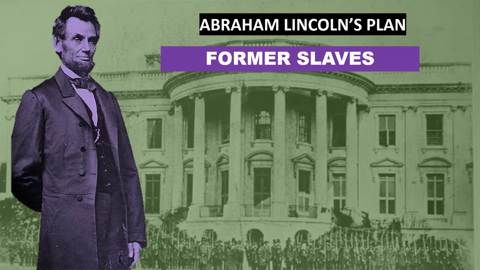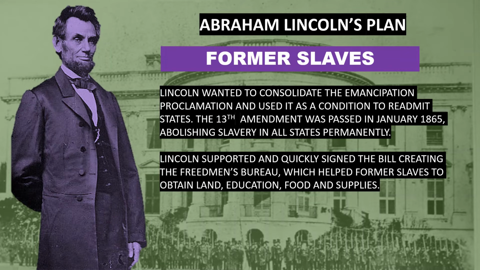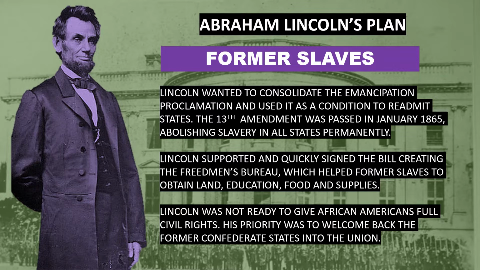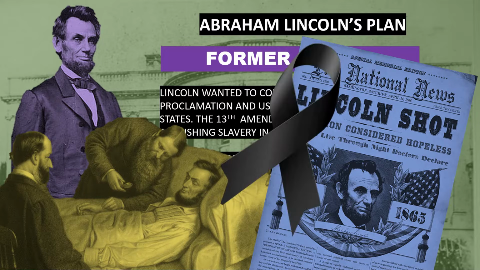Lincoln's plan for former slaves was not far-reaching enough. Lincoln wanted to consolidate the Emancipation Proclamation and used it as a condition to readmit states. The 13th Amendment was passed in January 1865, abolishing slavery in all states permanently. Lincoln supported and quickly signed the bill creating the Freedmen's Bureau, which helped former slaves to obtain land, education, food, and supplies. Lincoln was not ready to give African Americans full civil rights. His priority was to welcome back the former Confederate states into the Union. Lincoln was shot and died before any of his plans could be carried out.